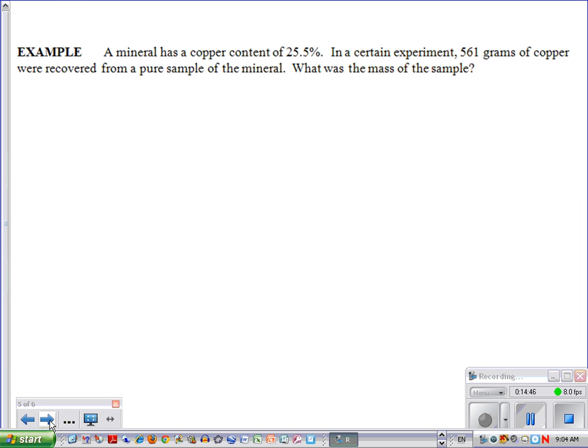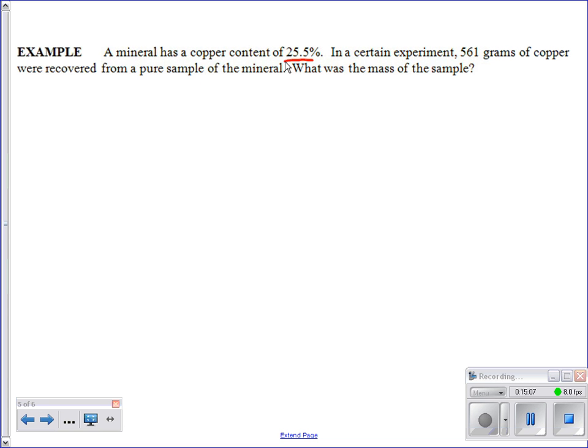All right, one more that we have. And here it says that we have a mineral that has a copper content of 25.5%. In a certain experiment, 561 grams of copper were recovered from a pure sample of the mineral. What was the mass of the sample? So here, since it's the mass of the sample, what are we looking for, part or whole? Whole. So again, in this situation, we happen to be given percent. I'm going to decimalize that, divide it by 100, and just make it 0.255. That way I don't have to worry about multiplying by 100 on the other side.